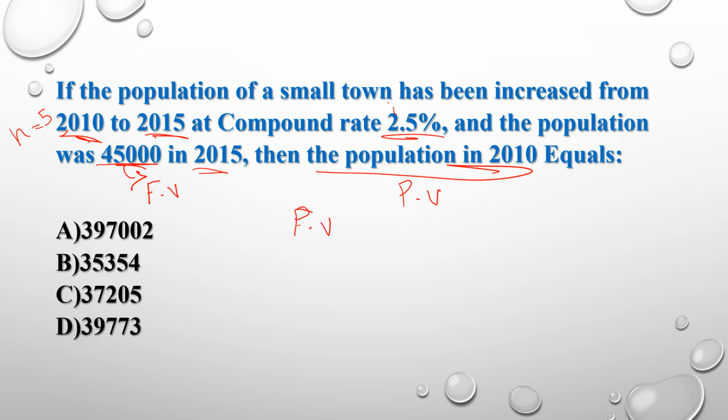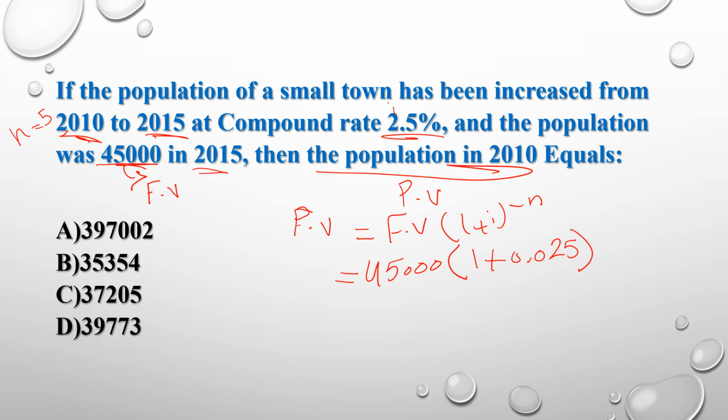So present value equals future value times (1 plus i) power minus n. So 45,000 times (1 plus 0.025) power minus n, which is 5 years. This equals... so the correct answer is D.